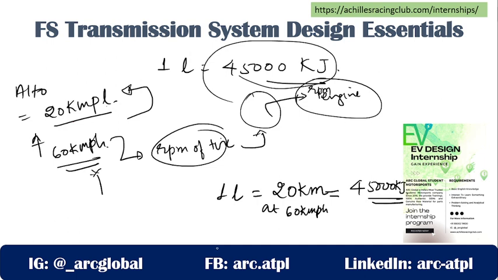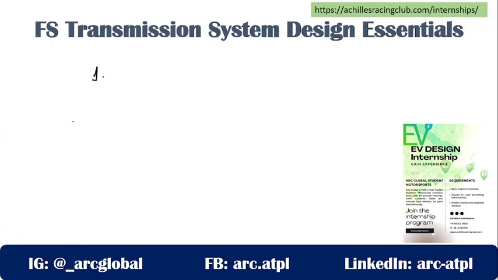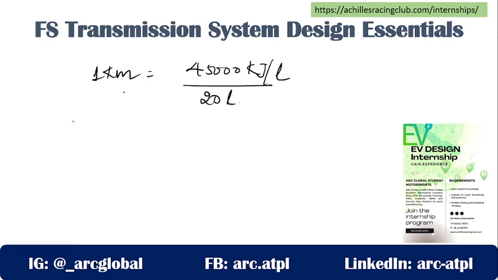45,000 kilojoule of energy. So can I also say, to move my vehicle for 1 kilometer, how much energy will I be consuming? I will be consuming 20 liter. Okay, it is kilojoule per liter, it is 20 liter. For 1 kilometer, this is the energy that I will be using.